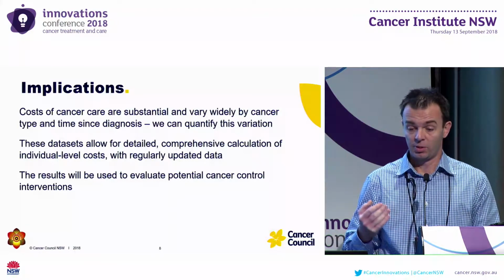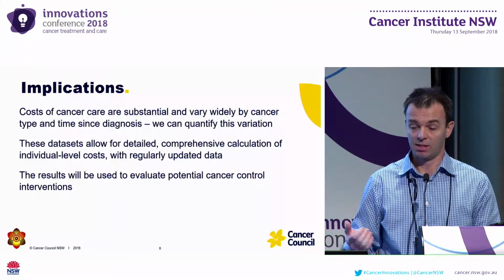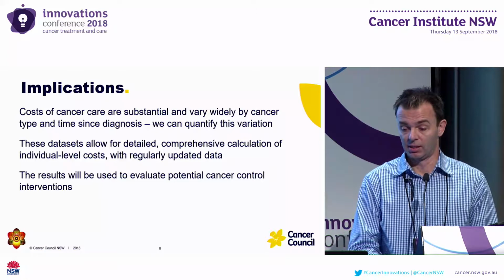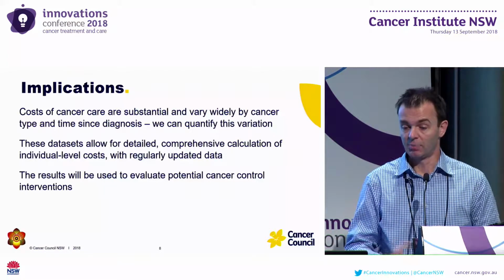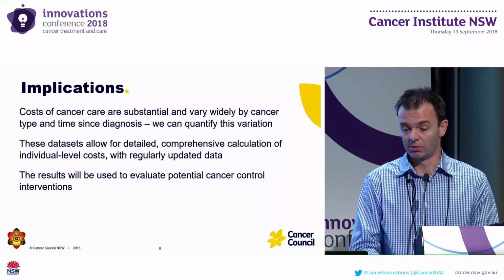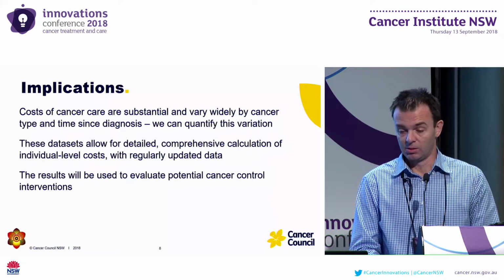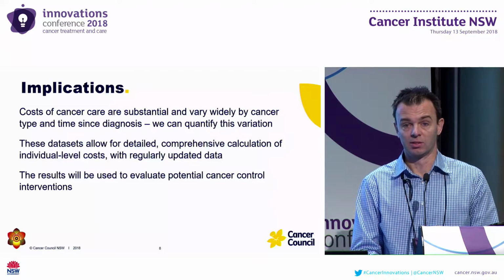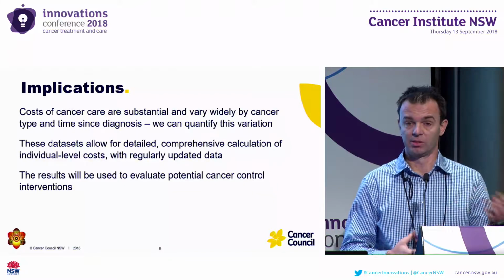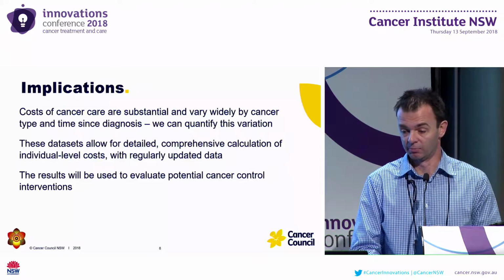So we've published a paper looking at cases who were diagnosed up to 2010. These results here are up to 2013, and perhaps next year we're going to get an updated extract of the data set, so we can look at more recent cancer treatment types and the cost implications. And the results of all of these can be used to evaluate potential cancer control interventions. So if we were to shift stage distributions, if there were higher numbers of certain cancers, lower numbers of other cancers, what this would all mean for the health system.